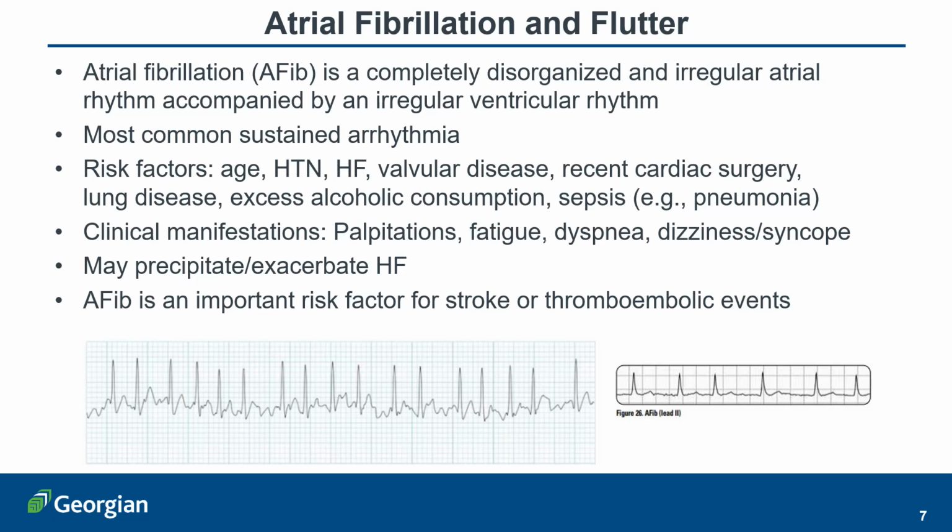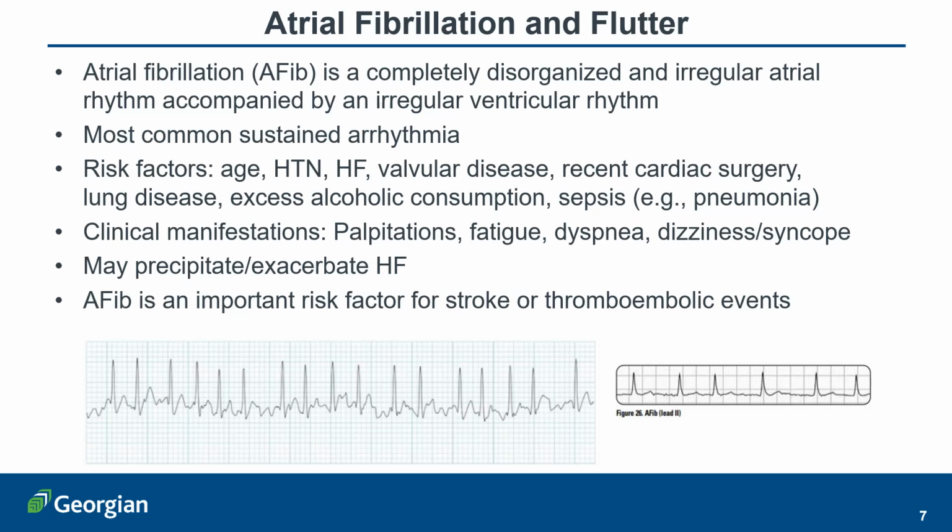Let's move on to atrial fibrillation and atrial flutter. Atrial fibrillation is a completely disorganized and irregular atrial rhythm that is accompanied, subsequently, by an irregular ventricular rhythm. It, in fact, is the most common sustained arrhythmia. The risk factors for atrial fibrillation are as follows. Non-modifiable would be age; modifiable would be hypertension, heart failure, valvular heart disease, recent cardiac surgery, lung disease, as well as excessive alcohol consumption, and sepsis, for example, a complication of pneumonia.